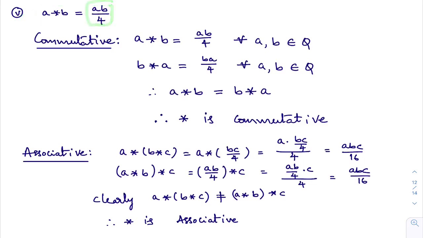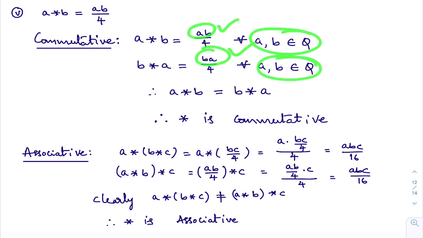Okay, I need to check commutativity and associativity first. Commutativity: a star b is given as ab by 4. In this also a and b are rational numbers, because this problem is defined on the set of all rational numbers. A star b is ab by 4, so what is b star a? B star a is ba by 4.